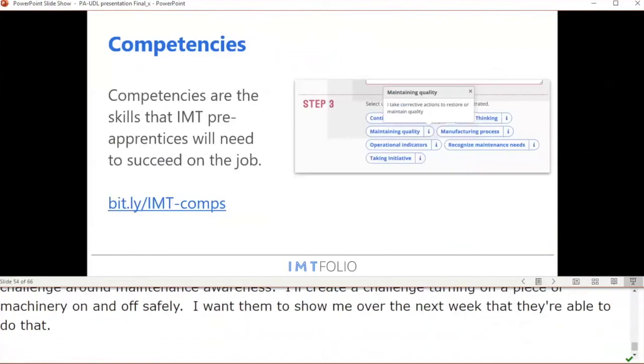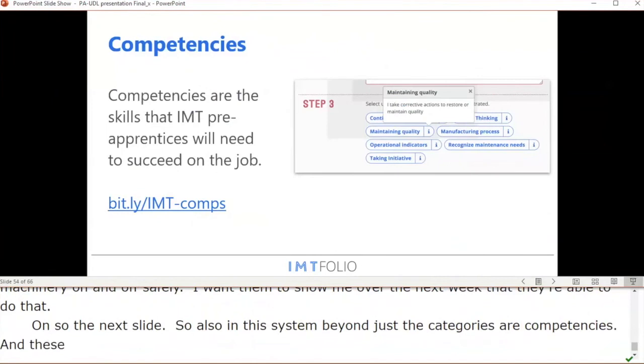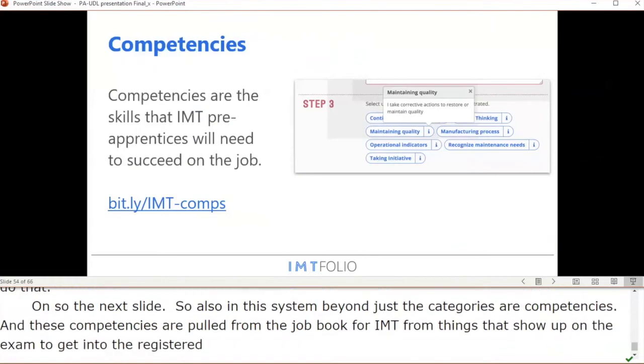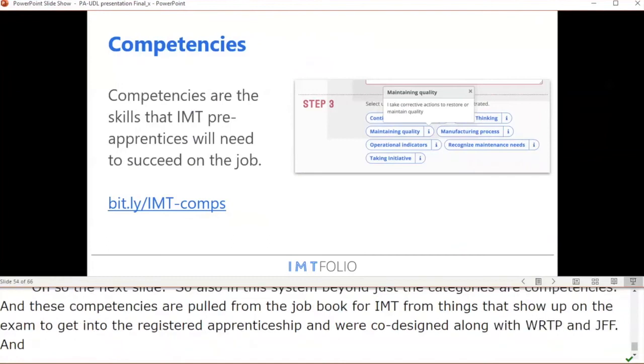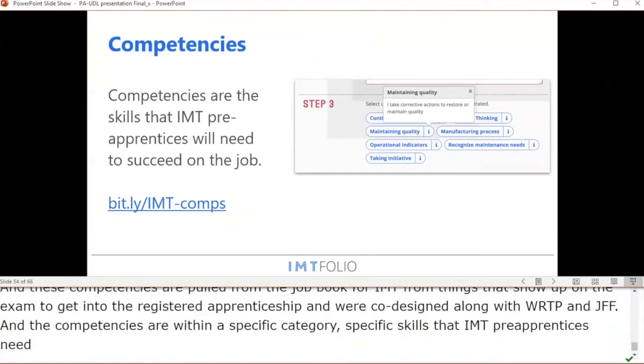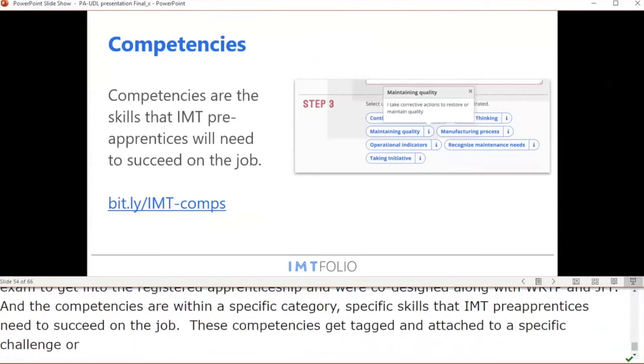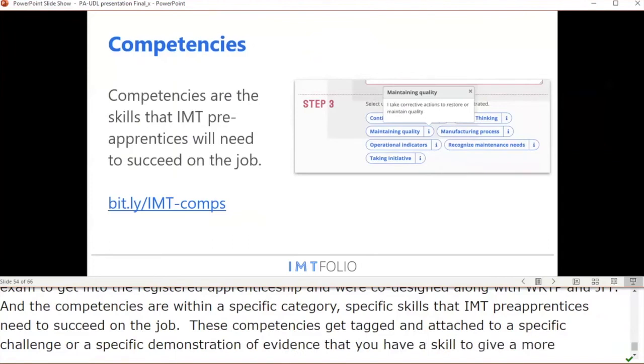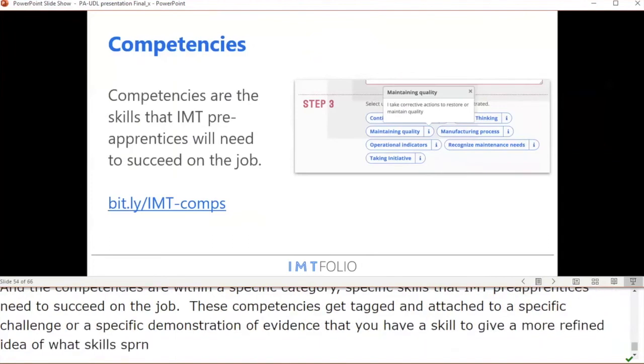So also in this system, beyond just the categories are competencies, and these competencies are pulled from the job book for IMT, from things that show up on the exam to get into the registered apprenticeship, and were co-designed along with WRTP and JFS. And the competencies are really within a specific category, specific skills that IMT pre-apprentices need to succeed on the job. And these competencies get tagged and attached to a specific challenge or specific demonstration of evidence that you have a skill, to give a more refined idea of what skills someone is demonstrating with that particular documentation.